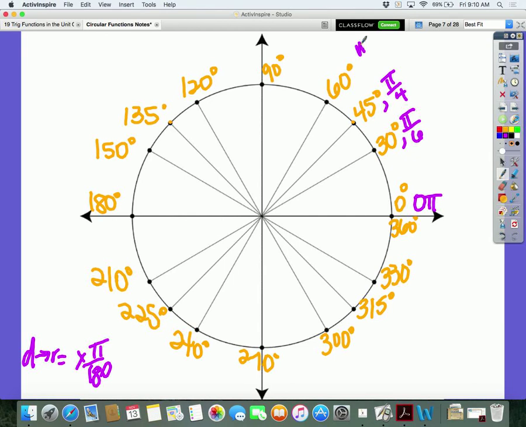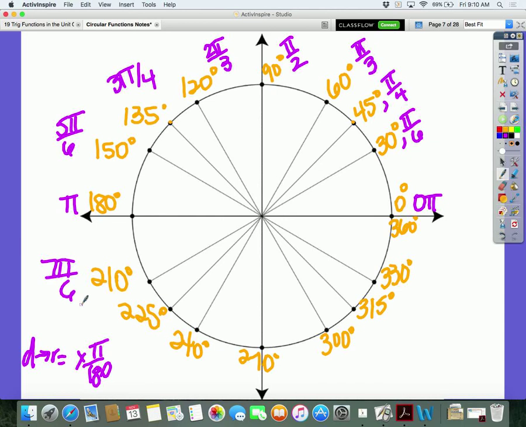Alright, so here we go. You should have had pi over 3, pi over 2, 2 pi over 3, 3 pi over 4, 5 pi over 6, and then pi. So far, so good? Cool, then you would have had 7 pi over 6. Again, you're multiplying every one of these angle measures by pi over 180.